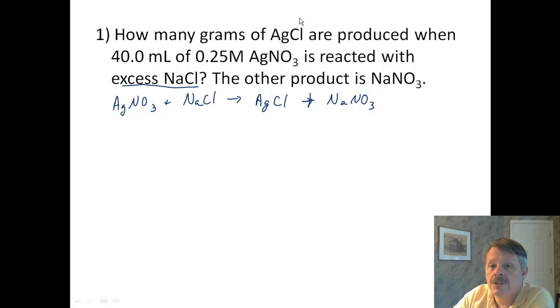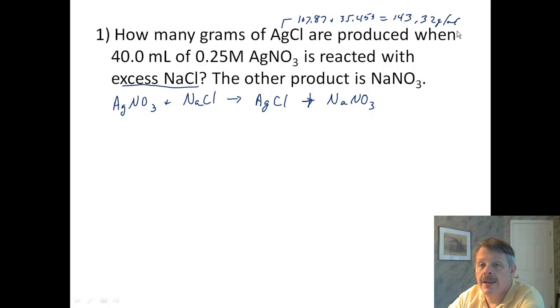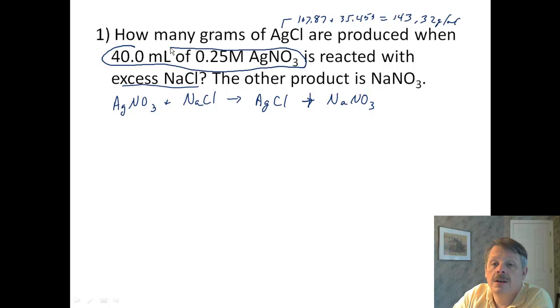Now because it's asking for grams of silver chloride, we have to figure out how much this weighs. So if I look at silver, silver weighs 107.87 grams per mole, and chlorine weighs 35.453 grams per mole. So when I add these things up, I get 143.32 grams per mole of AgCl.